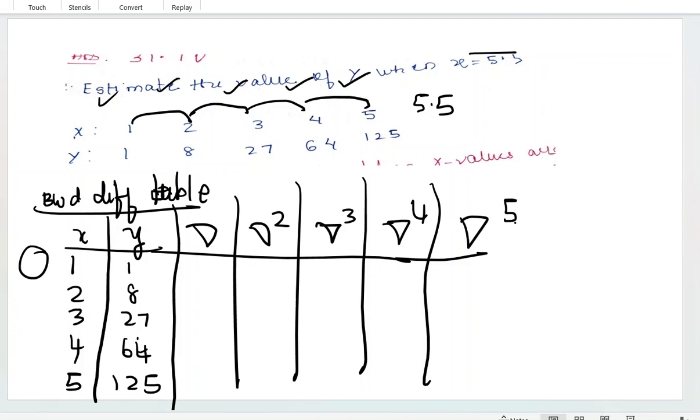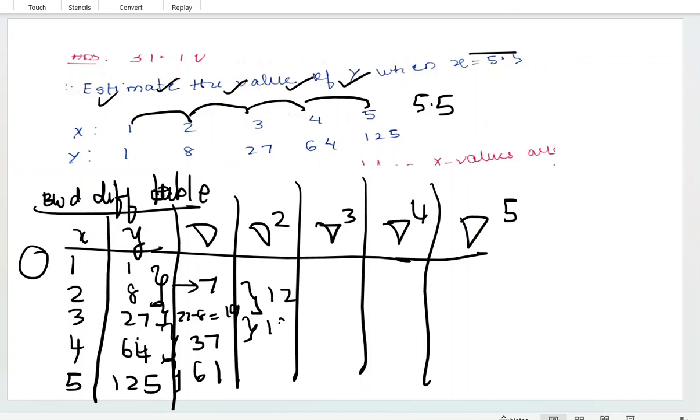Now, the calculations are almost the same. The first value in the del column is obtained by subtracting these two, which is 8 minus 1, which is 7. 27 minus 8 is 19. Similar calculation on 37 will fetch you 61. This subtraction will give you 12.